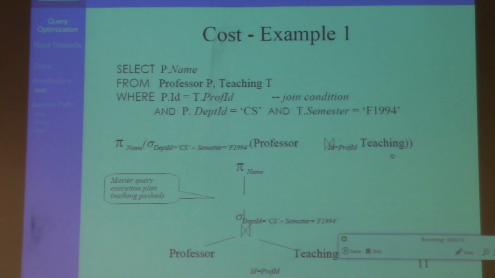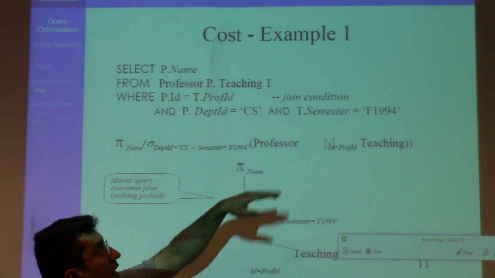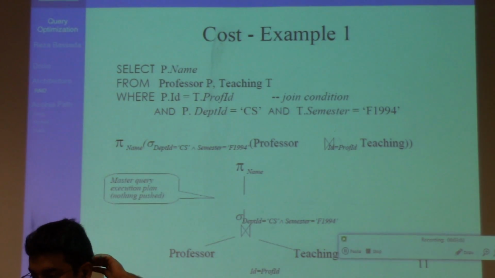So here is another example. Suppose that you have this query. Select professor name from tables professor and teaching, okay? And the condition is, here you need to make sure that professor ID in the ID column in table professor is equal to professor ID in the teaching table. Moreover, you need to select based on department IDs and a semester, okay?